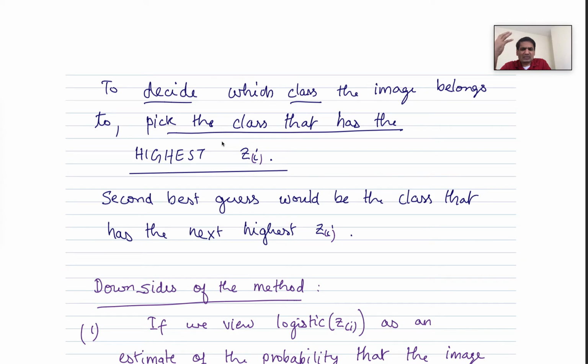The procedure is pretty simple. You just pick the class that has the highest z value. Okay, so among the 10 different z values, you pick the class that has the highest z value. In some very crude sense, the highest probability among all the different classes. And then if you want to assign a second best guess for what the class is for a particular image, you can pick the next highest z value and so on. Okay, so that's the method, pretty simple.